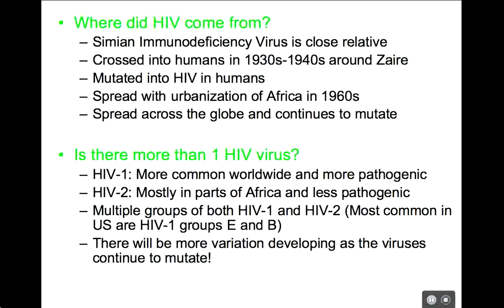At this point, again, because HIV has a high mutation rate, we now see multiple groups of both HIV-1 and HIV-2. We expect to see that because of the mutation rate of HIV. We'll see various different strains or groups. There will always be more variation developing as those viruses continue to mutate and they continue to move. We're going to see more and more variation. The most common strains of HIV-1 in the U.S. are groups E and B. Those are the ones we see most commonly in the U.S.